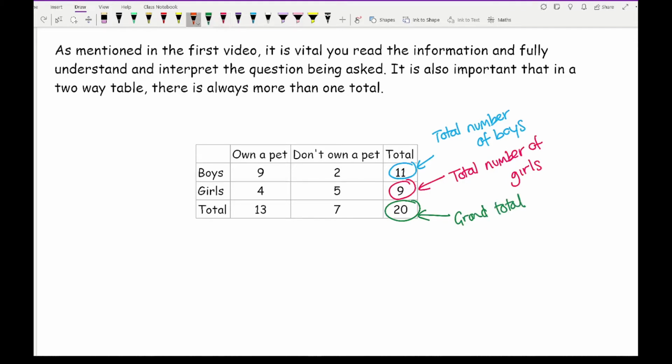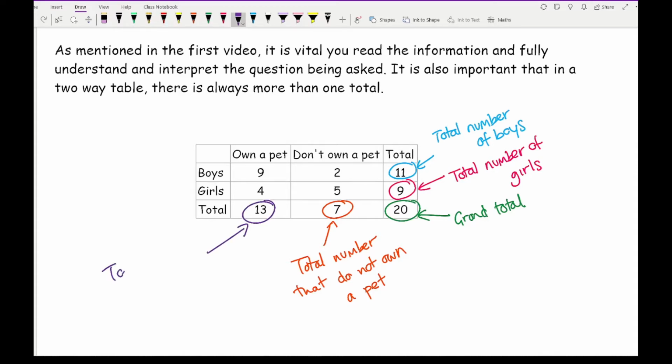This number here, which in this colour, an orange, we'll go for, is the total number that do not own a pet. And finally, let's go for this one, this number here is the total number of people that do own a pet. So as you can see, there are 5 different totals.